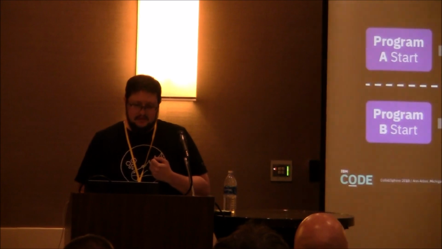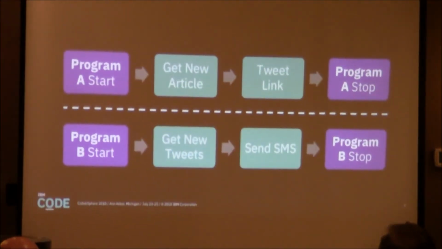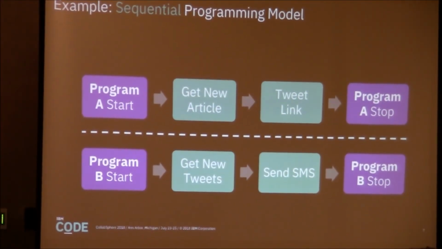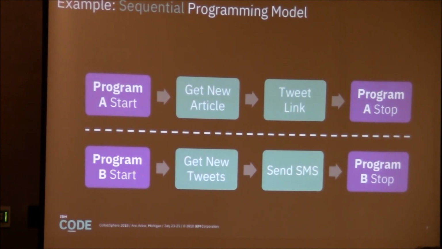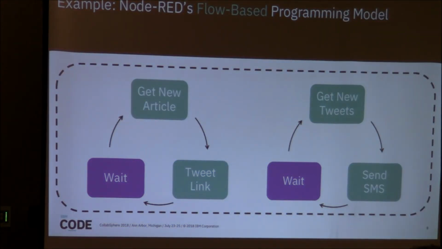A key difference here is that each of these little boxes is its own module, it's its own program. So instead of, go back here, program A is code, and it has this get new article, and it has this tweet link, and that's one program. Program B is its own encapsulated program, but it does two things as well. With this flow-based model, get new article is its own program. It's essentially a black box. It has some input, what article do I get, and it has some output, the article itself, the article content.